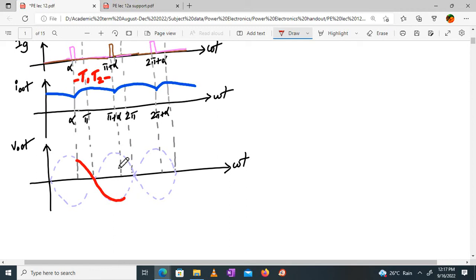Correct, up till here. Then what happens after pi plus alpha? T3 and T4 are on. So again the same thing will happen. It will follow V in, right? Same thing will happen over here. And here, what will happen? The one before it. What will happen?